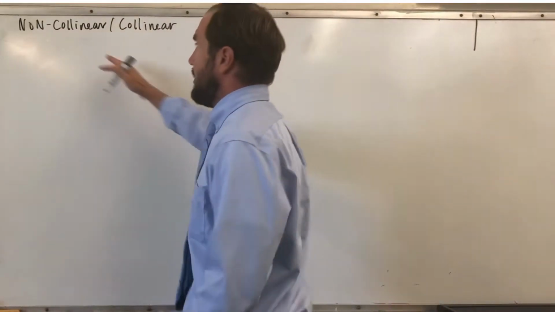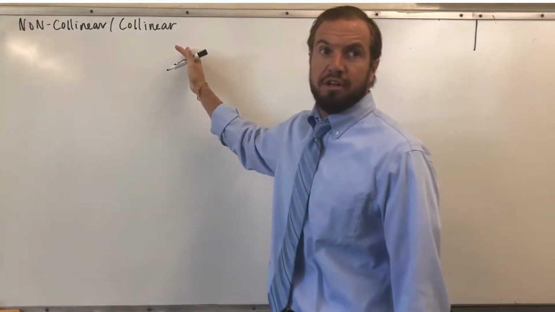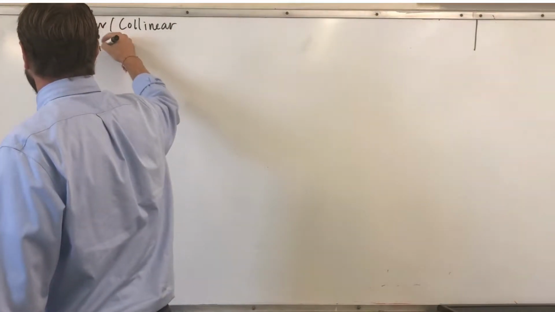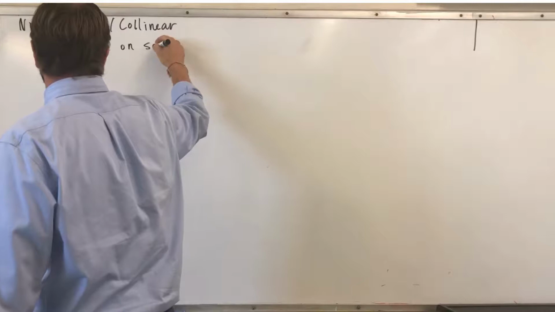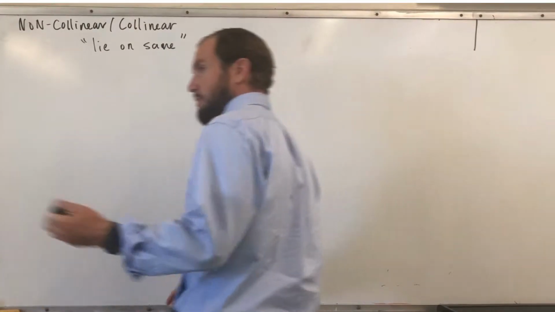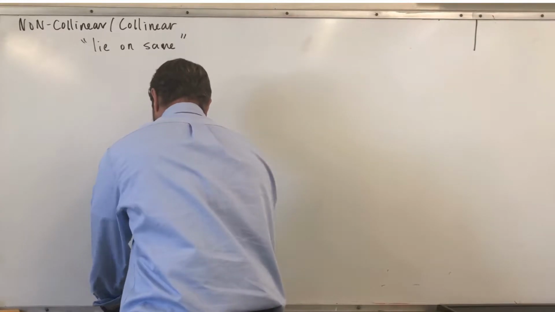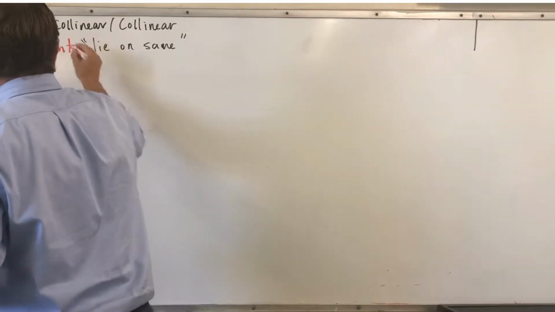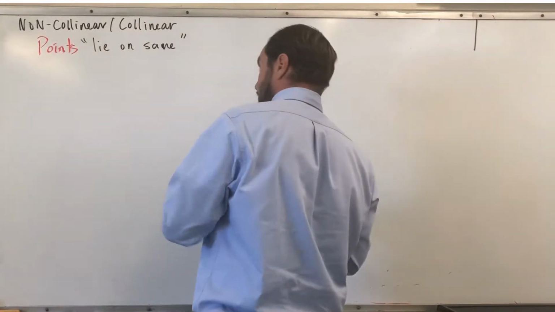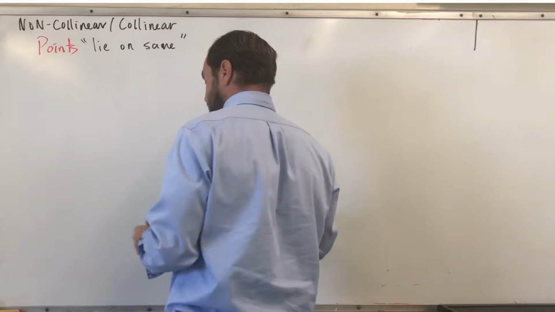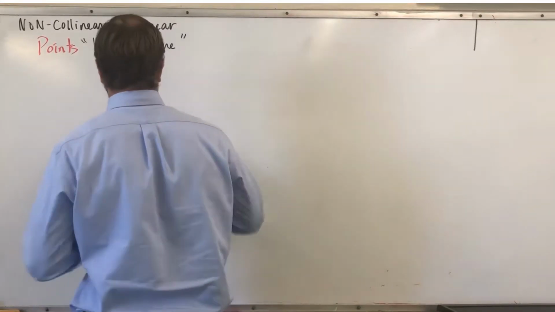And review a little bit about non-collinear and collinear. A big part of this definition is the "lie on same." I'm pointing this out as a way to lead into when we talk about coplanar and non-coplanar. And like anything, it deals with points. Points are locations in space, right? We talked about GPS and whatnot.